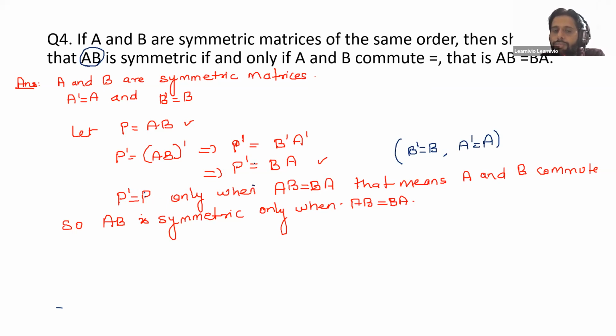Right? Here P transpose is equal to BA. In place of BA if we write AB, then we can say that P transpose is equal to P. Yes, sir. That's why P transpose is equal to P only when AB is equal to BA. That means A and B commute. So that means AB is equal to BA. Okay, this is clear. Yes, sir.